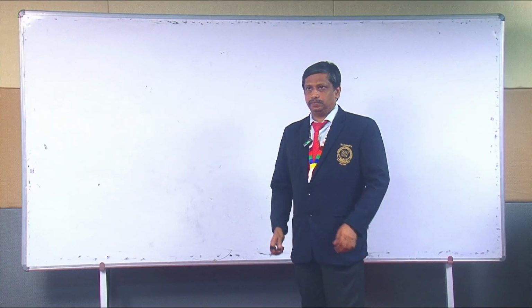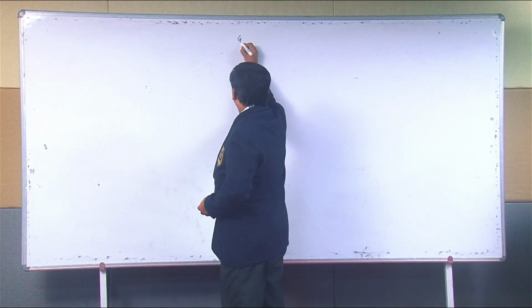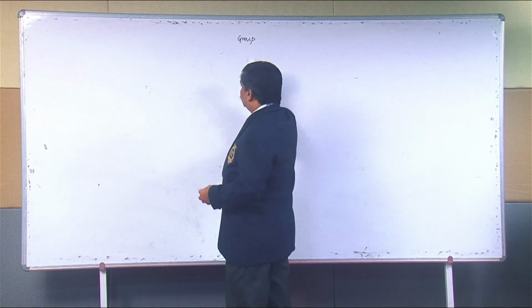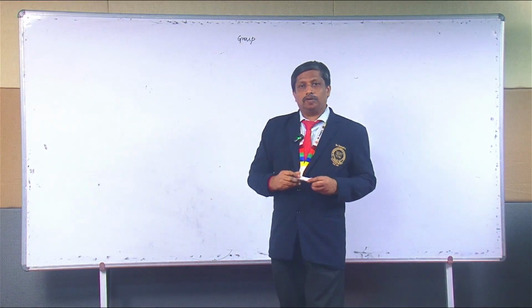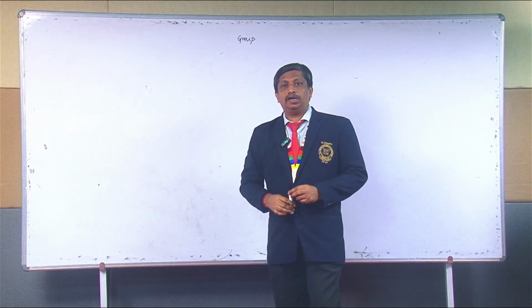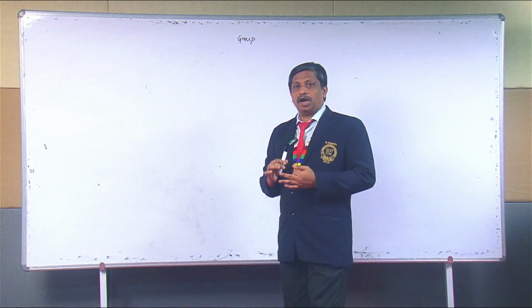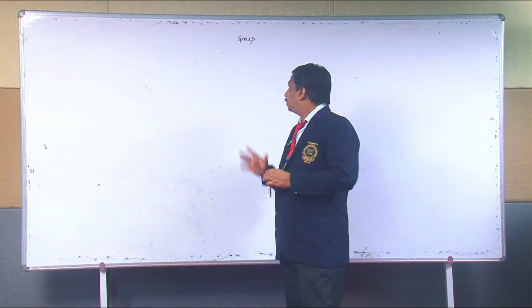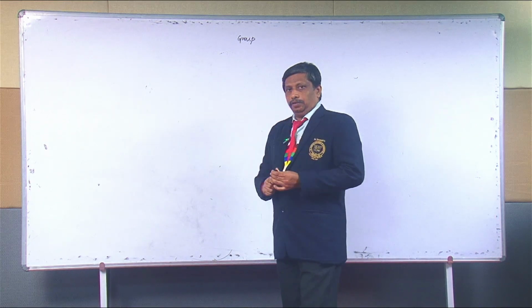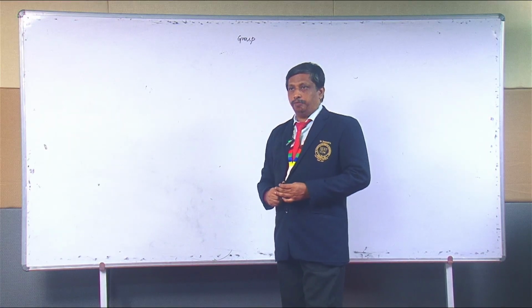Okay, now we will see the group definition. Already we discussed the group definition. So what is a group? A non-empty set S together with the binary operation satisfies the closure, associative, identity and inverse. Already we saw an example: R comma plus is a group.